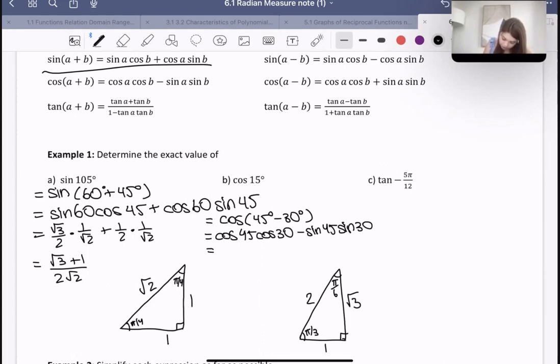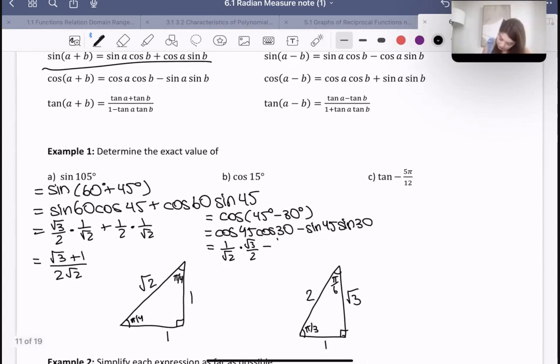Now, what's cos 45? We already answered that. We answered it earlier and we said it was 1 over root 2. And what's cosine of 30? Oh, we didn't answer that earlier. So cosine of 30 is, well, 30 is the same as pi over 6, right? So what's cosine of pi over 6? That'd be the adjacent over the hypotenuse, which would be root 3 over 2. And then minus sine 45, which we already answered. We said it was 1 over root 2 times sine 30, which would be, let's see, opposite over hypotenuse, which would be 1 half because 30 is the same as pi over 6. So that is a half.